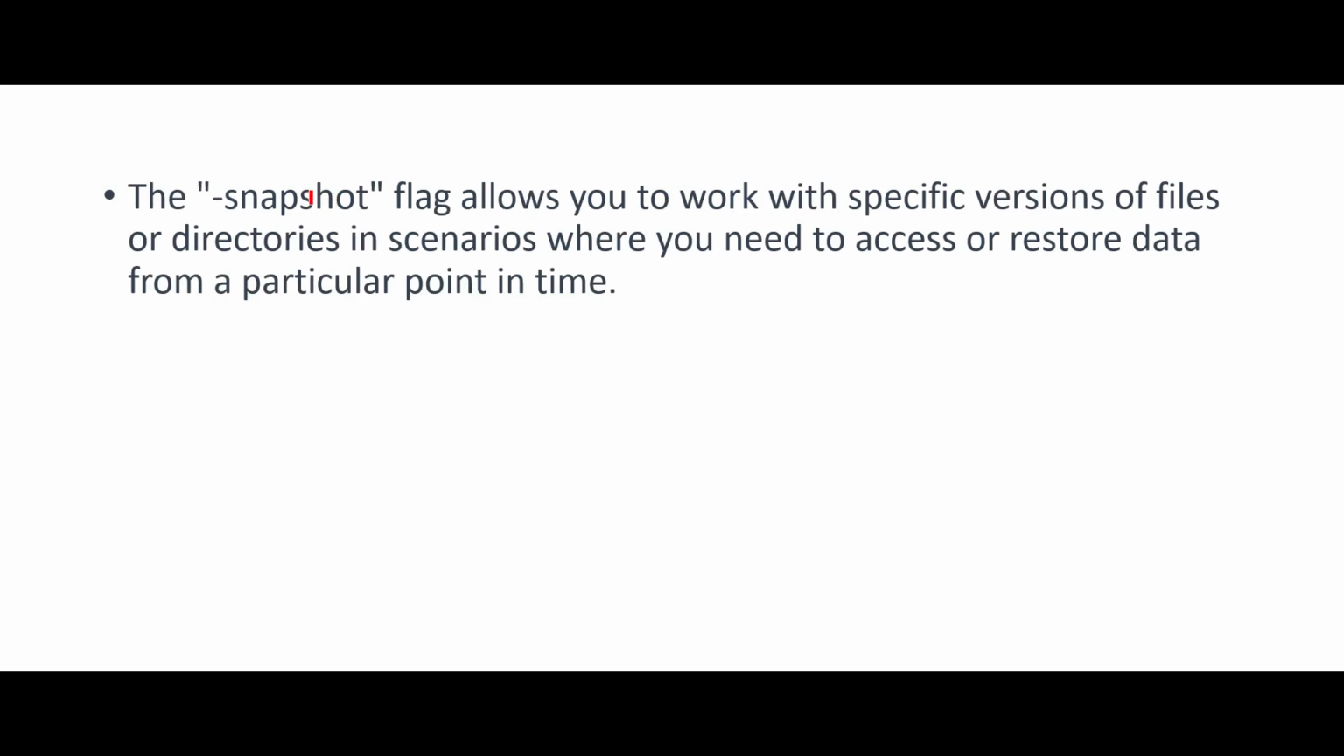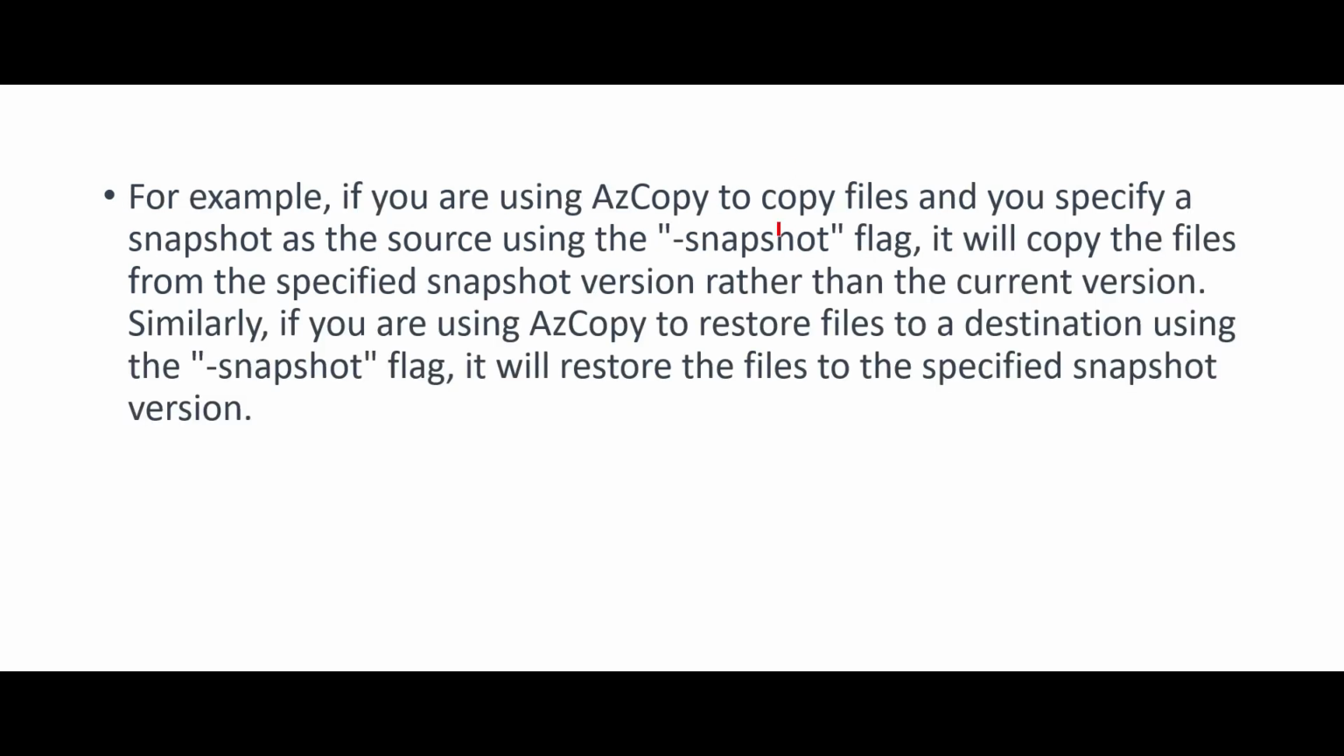Now what will snapshot do? Snapshot allows you to work with specific versions of files and directories where you need to access or restore the data from a point in time. During backups, we talk about snapshot, backup, recovery. We take a snapshot, we recover from that point. Similarly, here, azcopy to copy files, if you use snapshot, it will copy the files from the specified snapshot version rather than the current version. So this is not what our question is asking for. You can use this if you are trying to recover something.